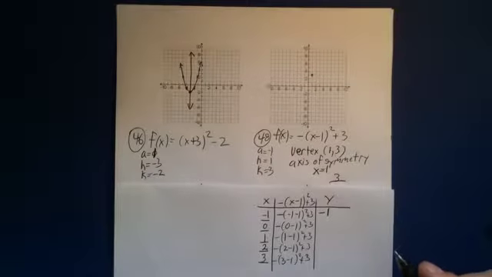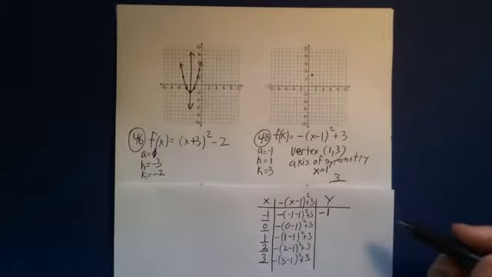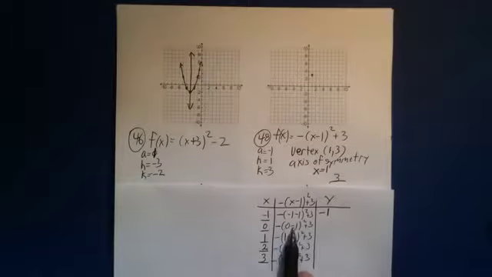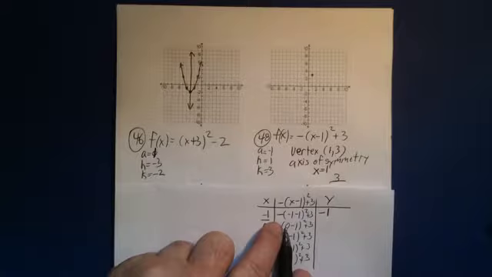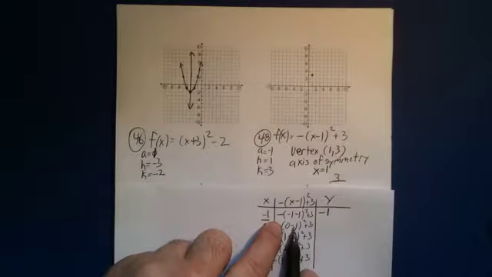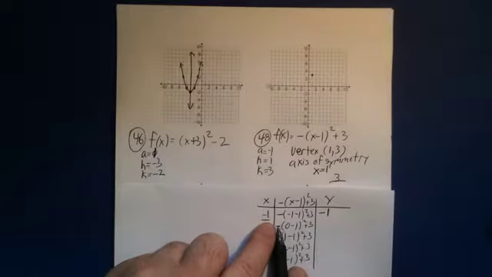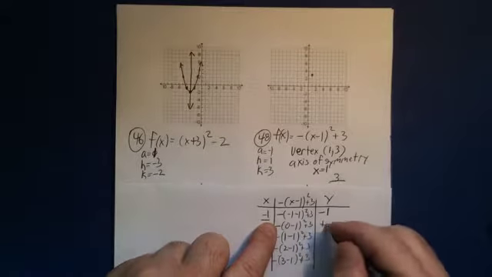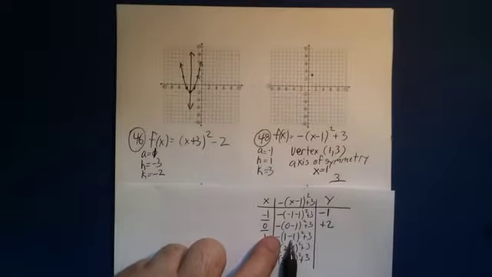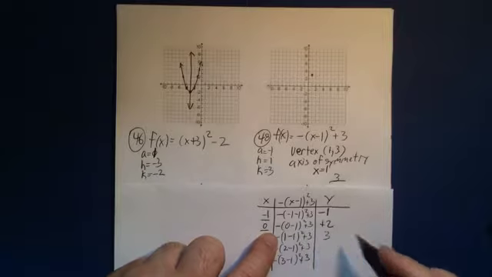Okay, why don't I like that number? Oh, yeah, because that's further down. 0 minus 1 is negative 1. Negative 1 squared is 1. So let me show this. 0 minus 1 is negative 1. Negative 1 squared is 1. Negative 1 plus 3 is 2. 1 minus 1 is 0. All this is 0. 0 plus 3 is 3.